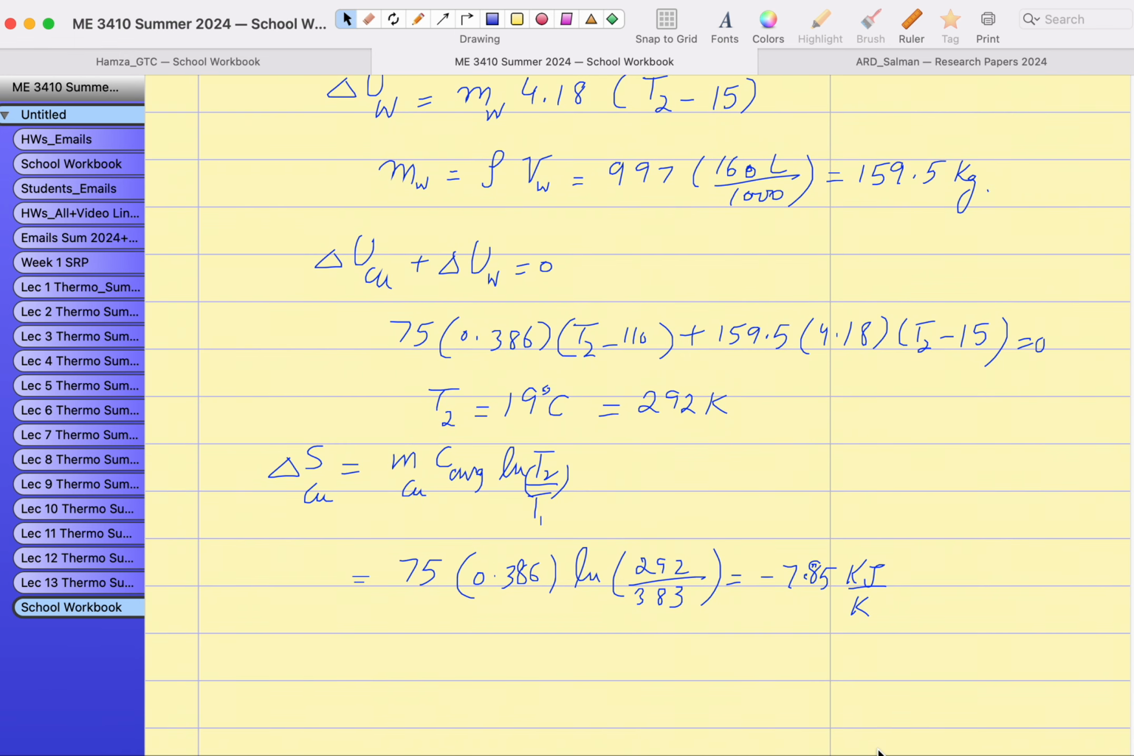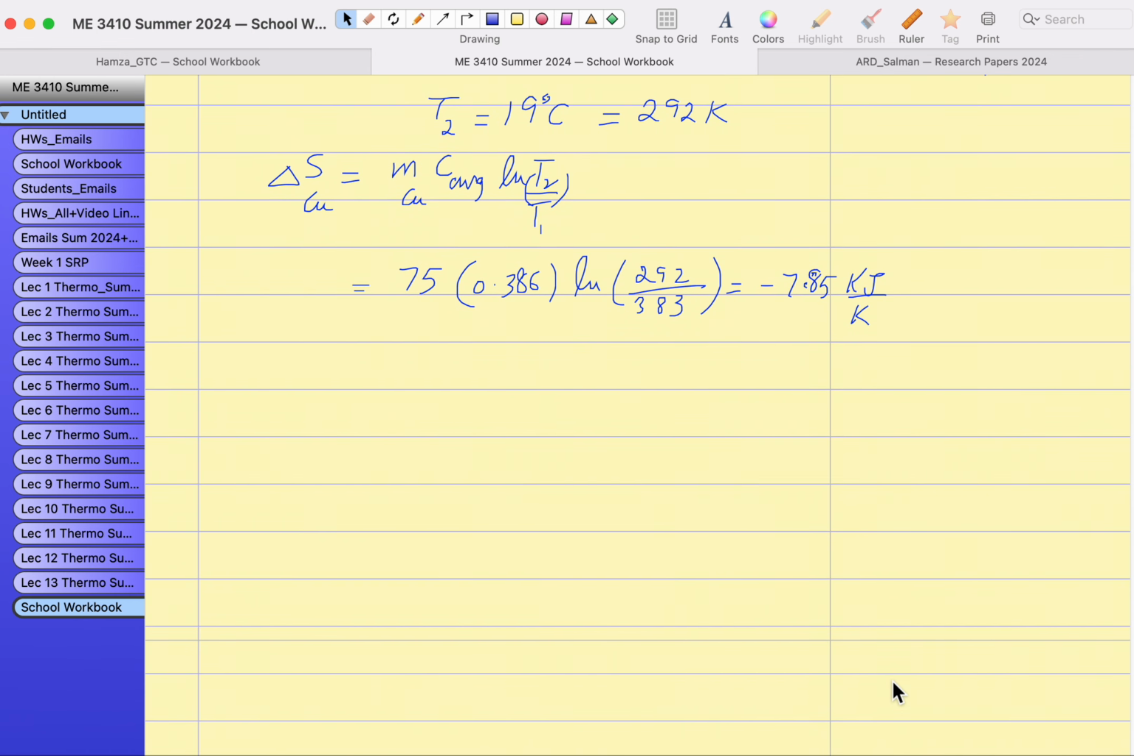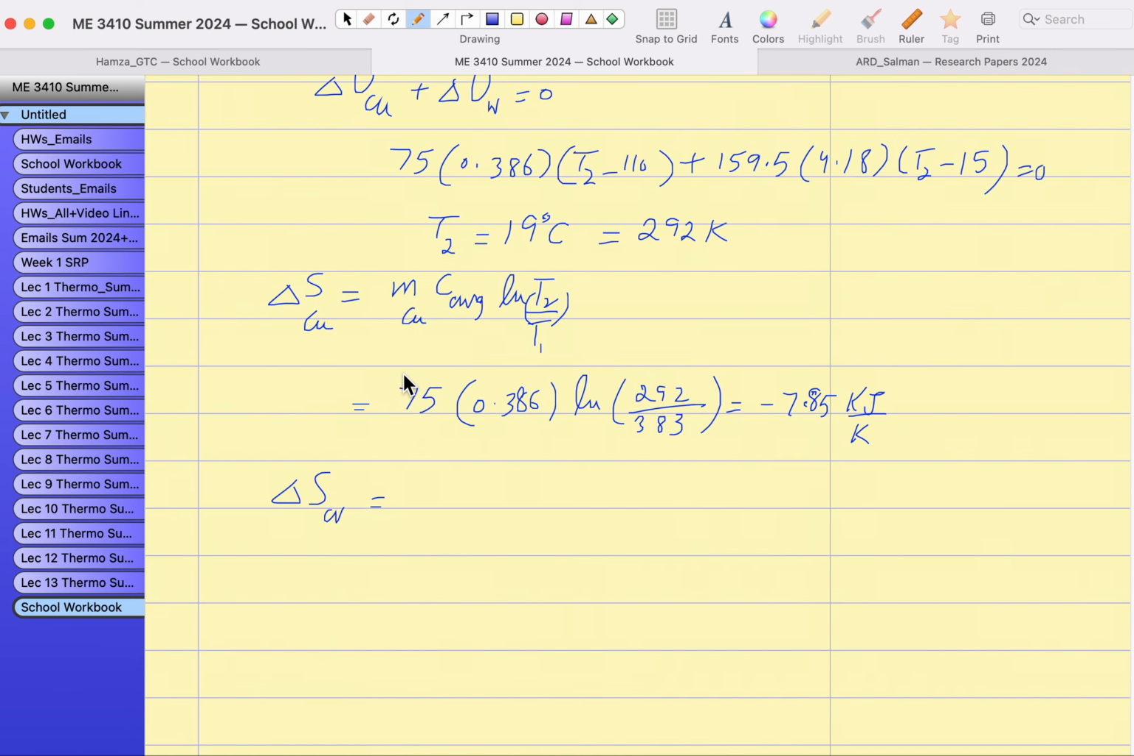Similarly, you will find the entropy change for water. It is equal to the mass, which is 159.5, times the specific heat, 4.18, times ln of 292 over the initial temperature, 288. If you solve this, water is gaining energy, so the entropy change is positive. So this is your answer.